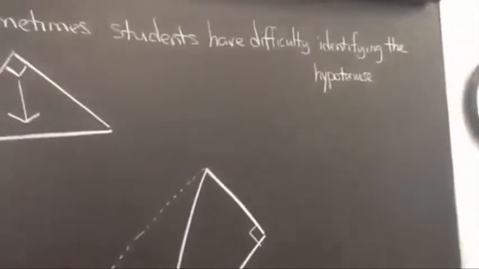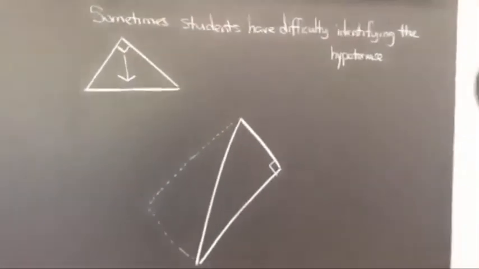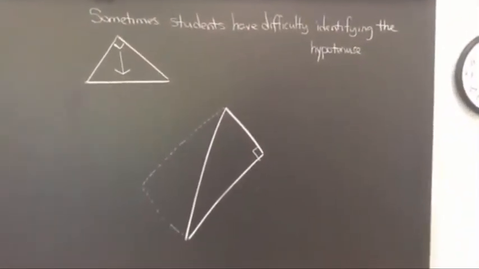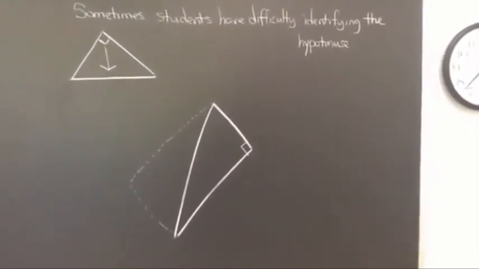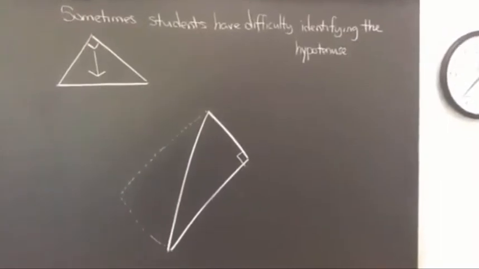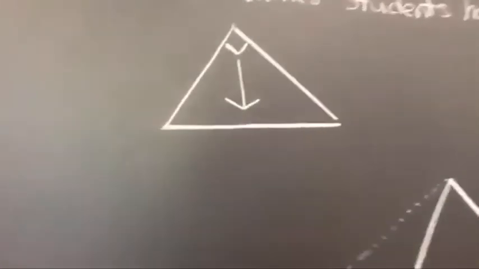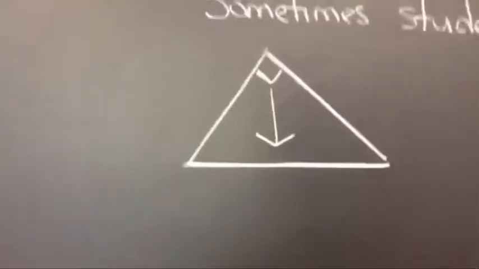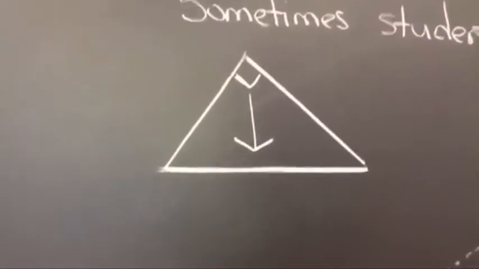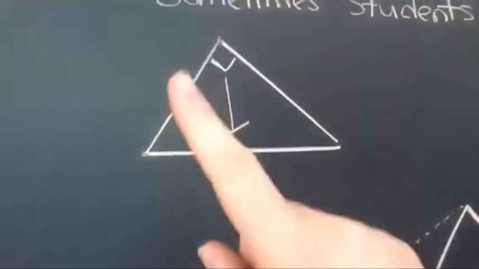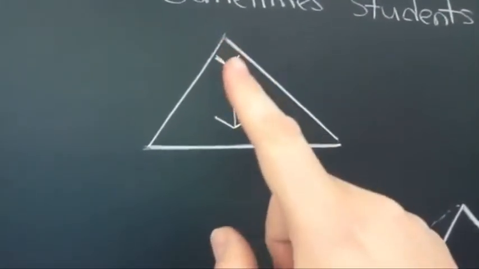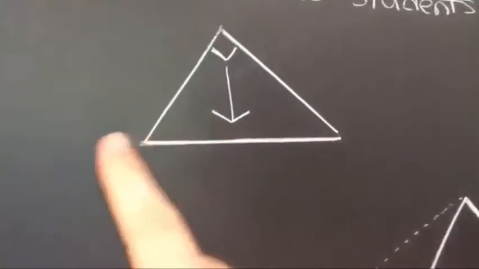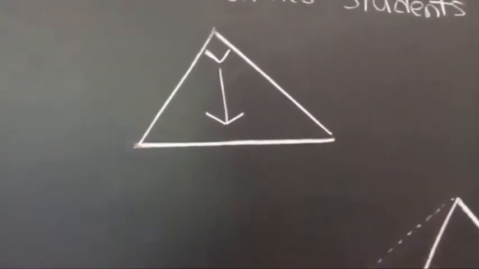Now, in my years as a math teacher, I've encountered that sometimes students have difficulty identifying the hypotenuse. And I've got a couple of ways maybe to help you today to identify the hypotenuse. So let me talk about the most traditional way first. The hypotenuse, by definition, is the side opposite the right angle. So here's the right angle, 90 degrees. And so the side opposite is the hypotenuse. So this is the hypotenuse.